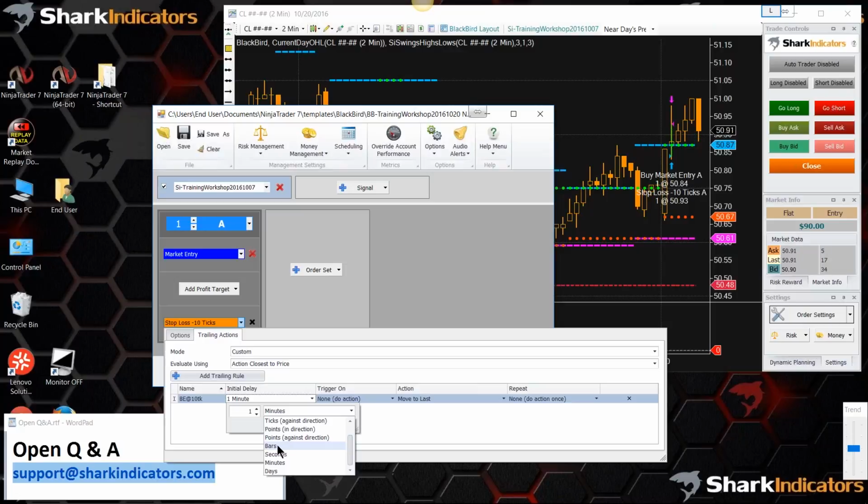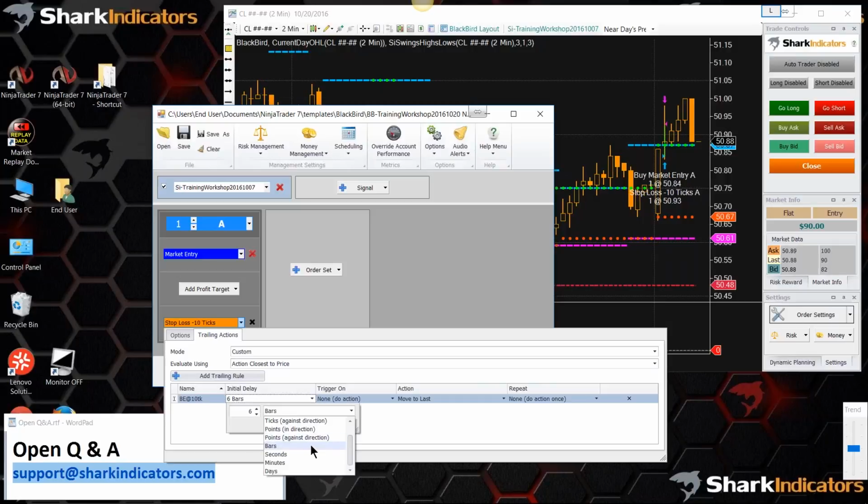Or maybe you say, after 6 bars go by, just move my stop loss to break even. So there's lots of options there. These are all just various types of delays, time-based or price movement based. So ticks and points is price movement based, and the others are time based here, right?